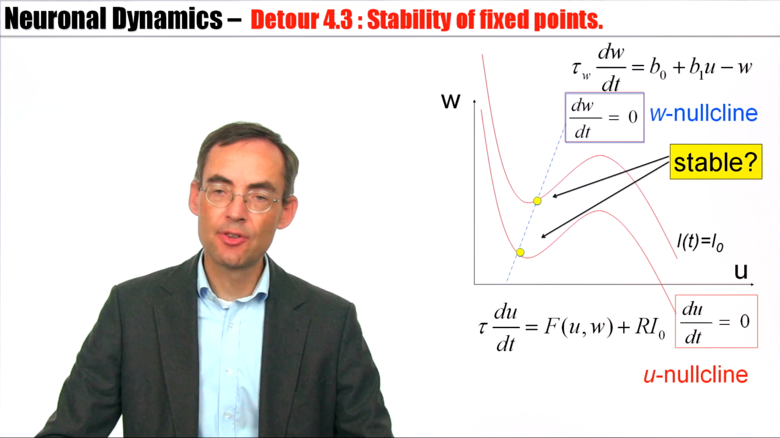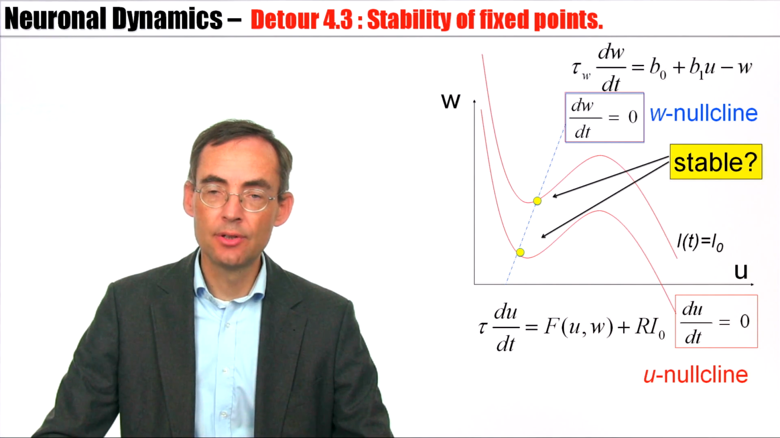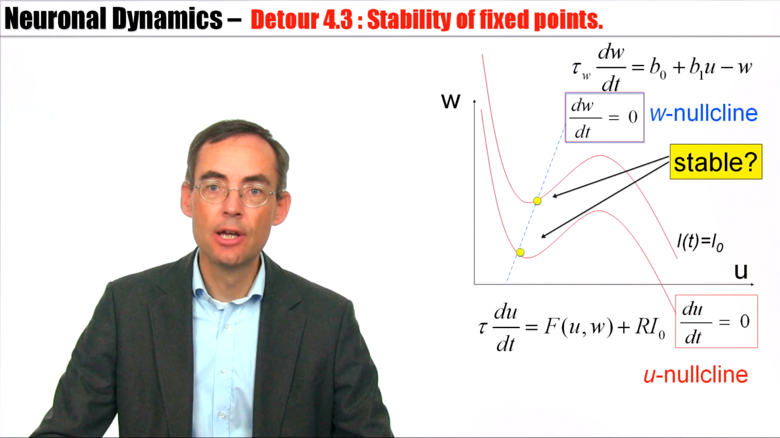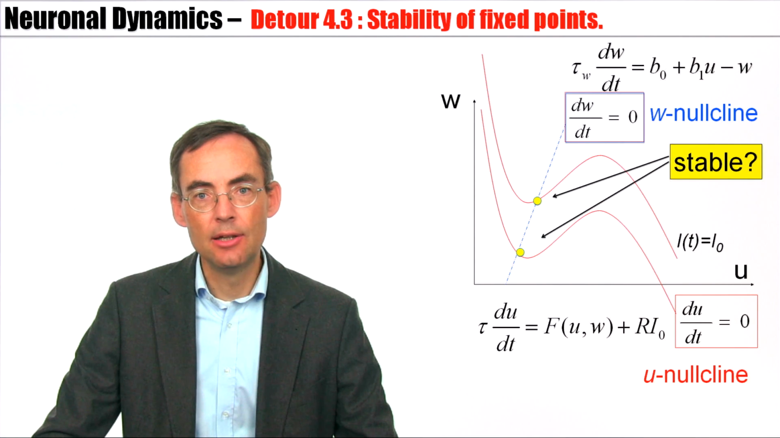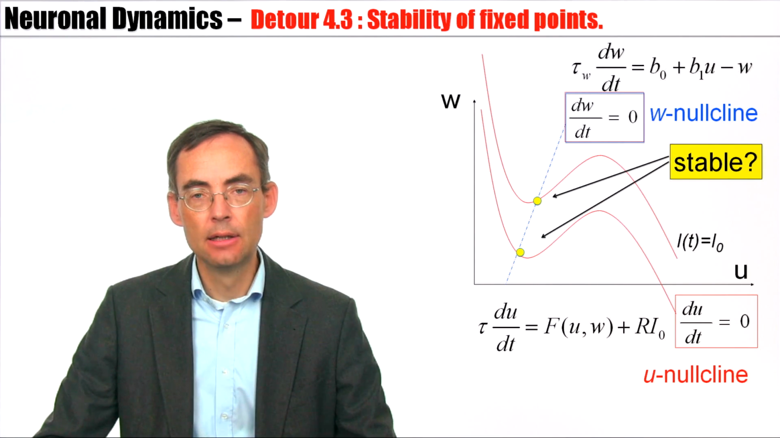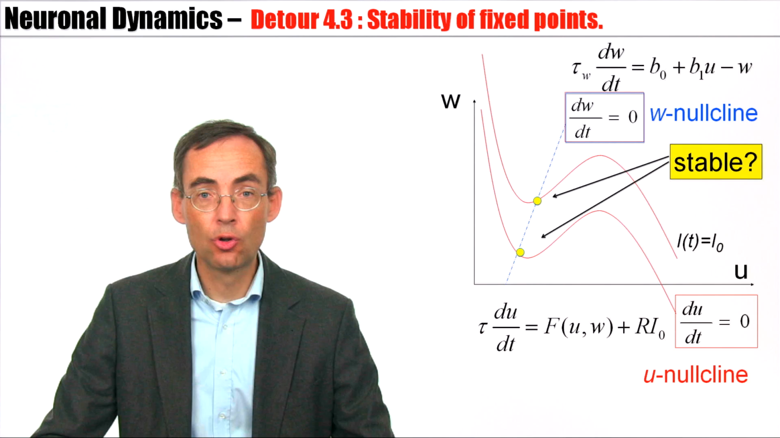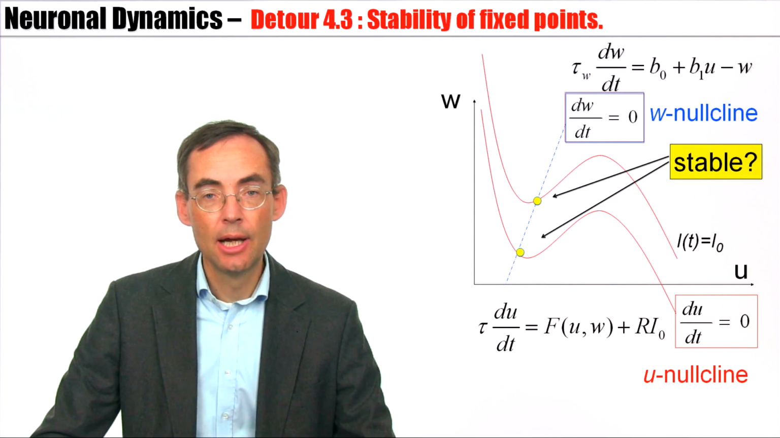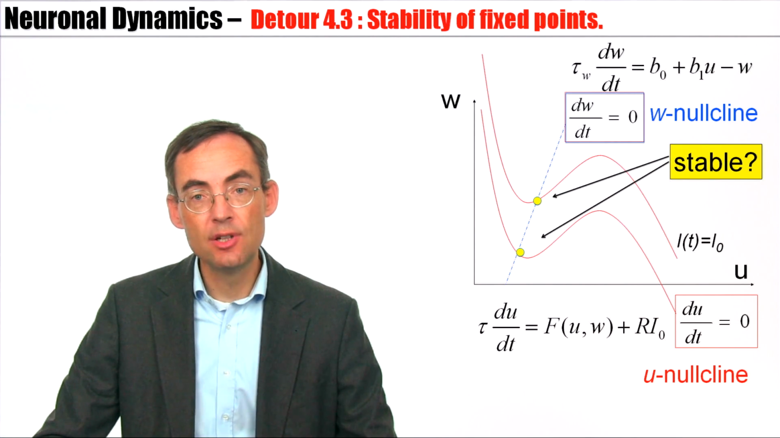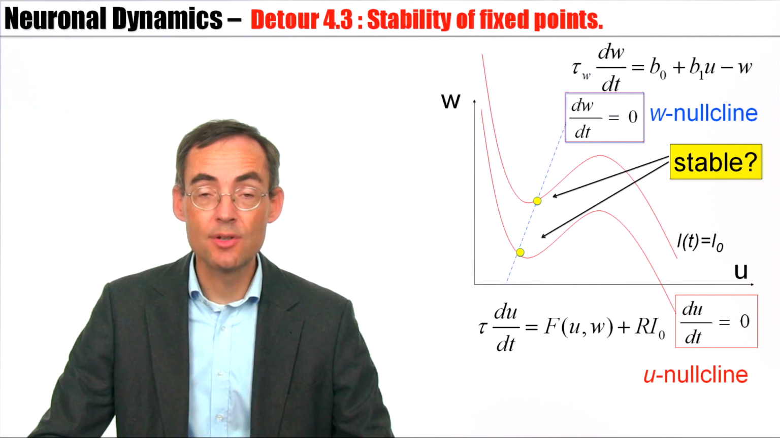Welcome to this mathematical detour concerning the analysis of stability of fixed points. We have seen in the previous lectures that in the phase plane, fixed points are characterized by the crossing points, the intersection points between the two null lines. And the question arises, for a given fixed point, is it stable or is it unstable?